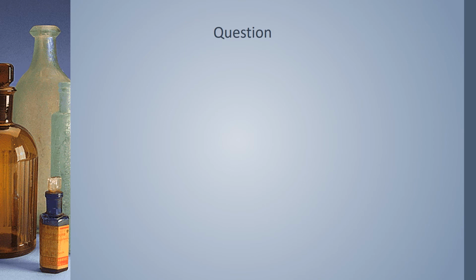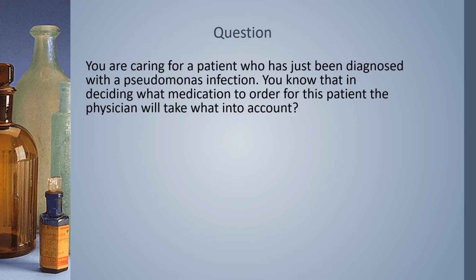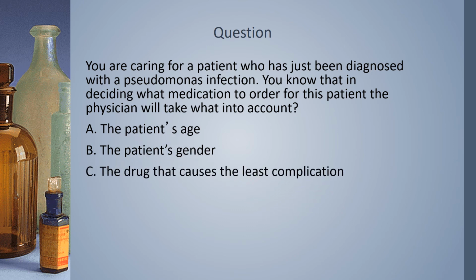So here's another question for you. You're caring for a patient who has just been diagnosed with a Pseudomonas infection. You know that in deciding what medication to order for this patient, the physician will take what into account. Okay, so here are your choices. A, the patient's age; B, the patient's gender; C, the drug that causes the least complication; or D, the drug that has the longest half-life.